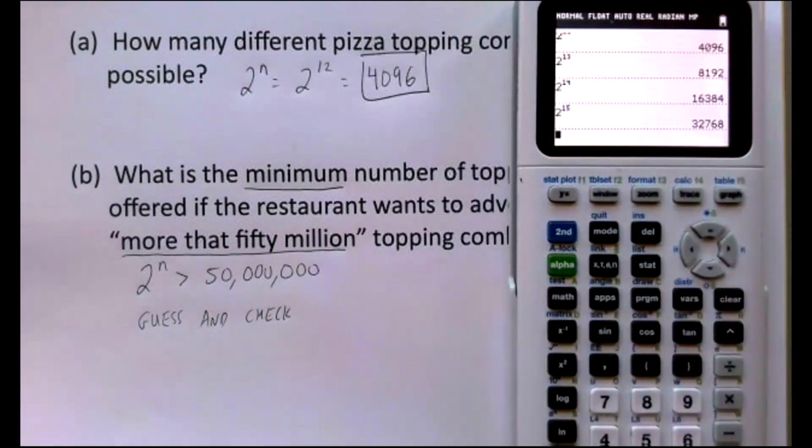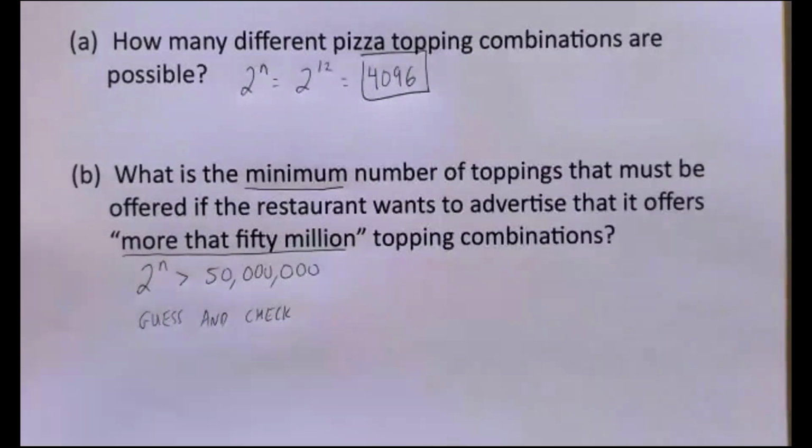So you should go through the guess and check right now. You should continue looking at powers of 2, putting different values here until you hit the first one that gives you an answer more than 50 million. You should pause the video right now and go figure that out. Find the first power of 2, the first value of n that gives an answer bigger than 50 million. And then come back and see how you did.